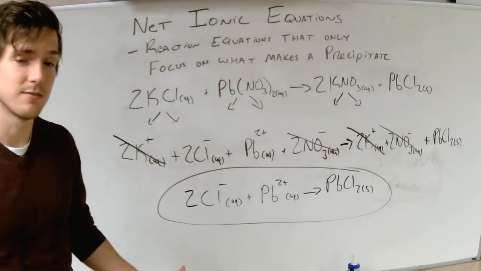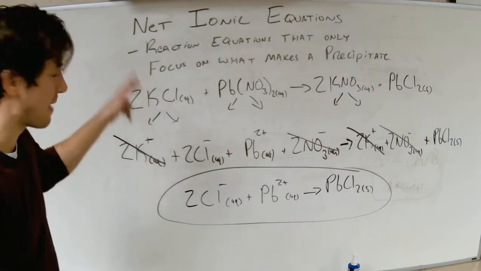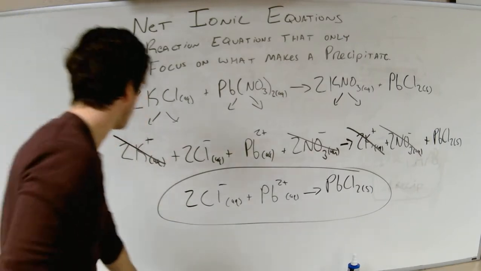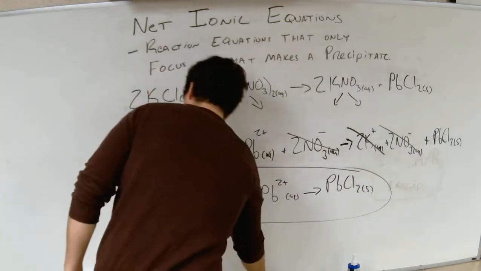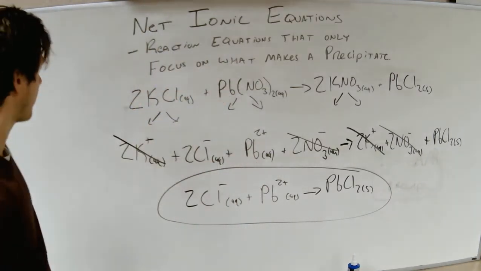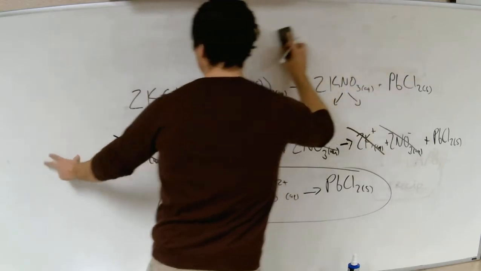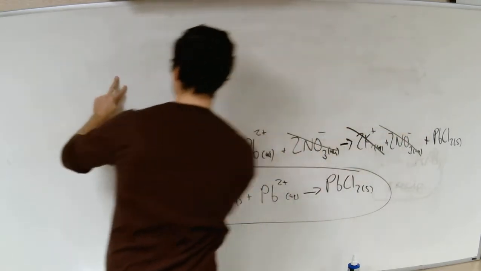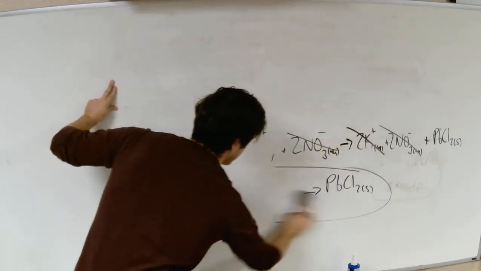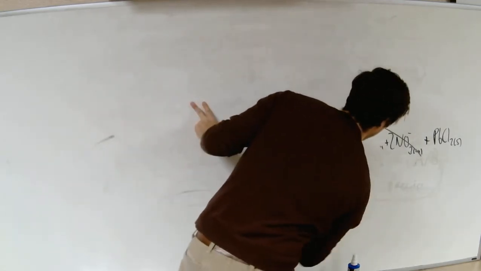And that's it, okay? That might have been a little confusing. Let's do a few more before we decide to end this, okay? So let's do another net ionic equation. Into the dry erase zone, as they say.